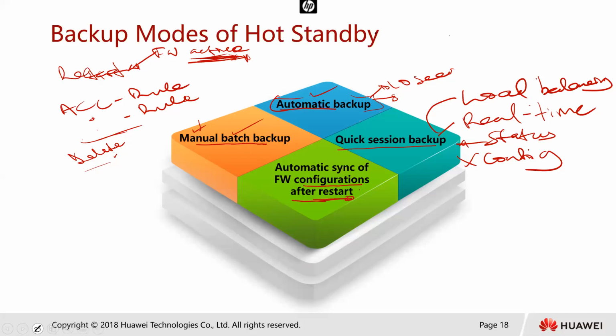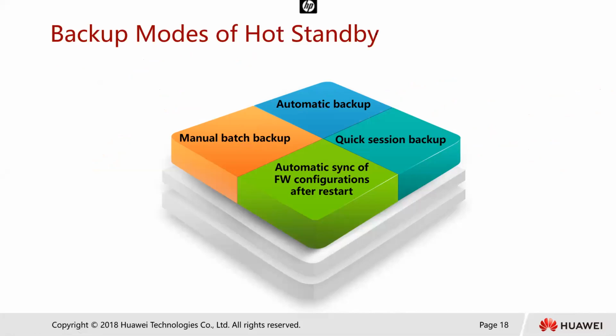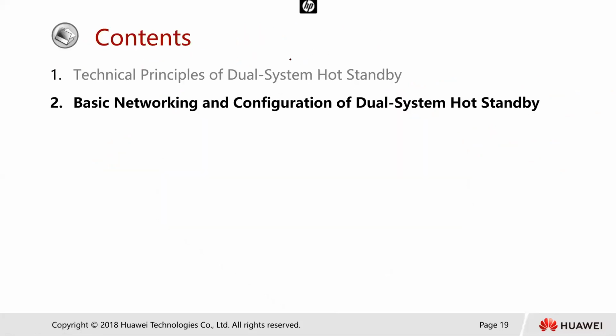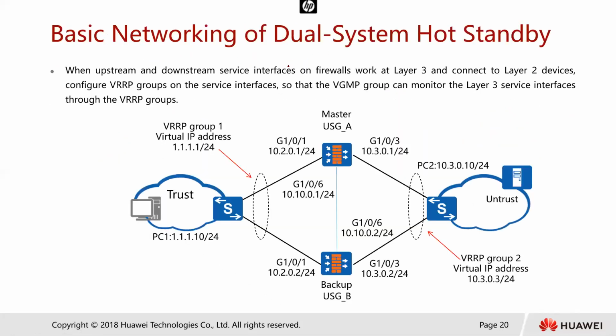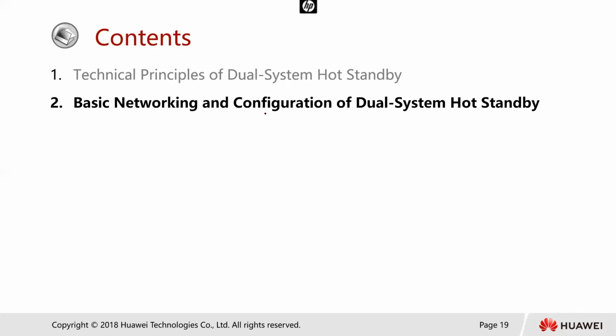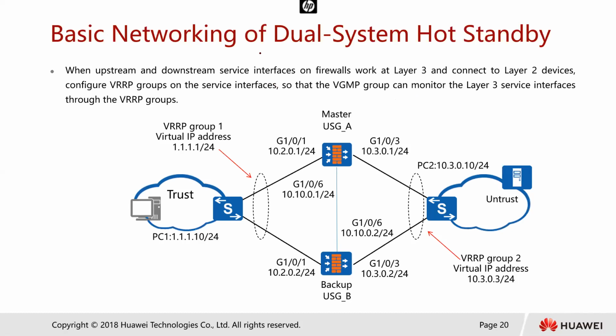So configuration synchronization can take up to 1 hour, subject to the amount of configurations that need to be backed up. And during the synchronization, you are not allowed to execute any commands that can be backed up between firewalls. Those are the two different kinds of backing up scenarios. So let us look at the basic networking and configuration of a dual system hot standby.